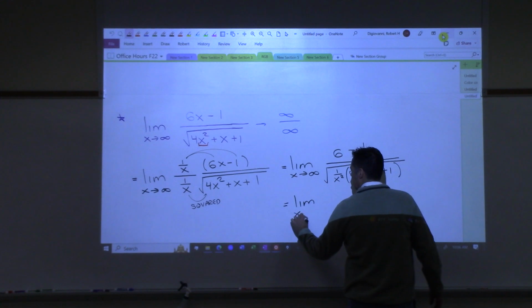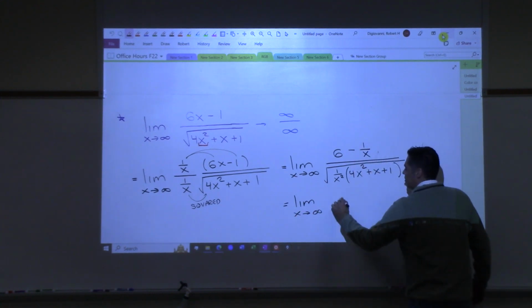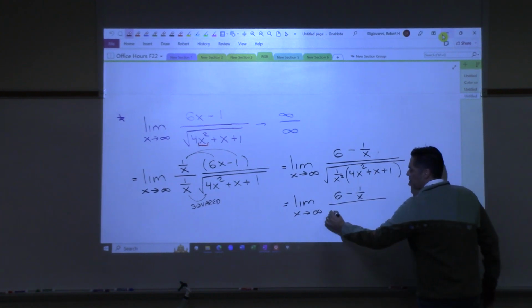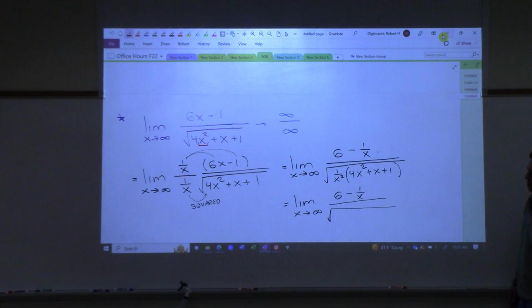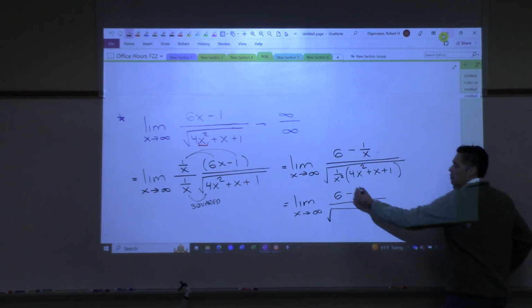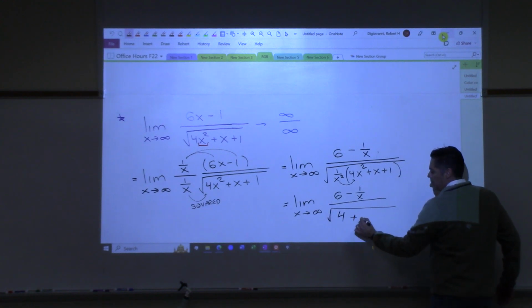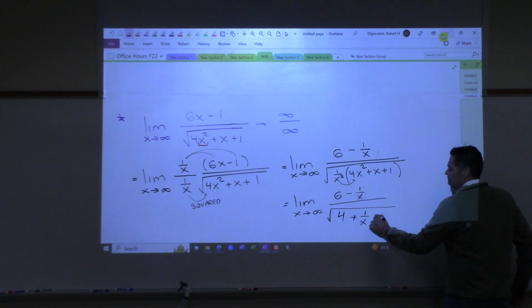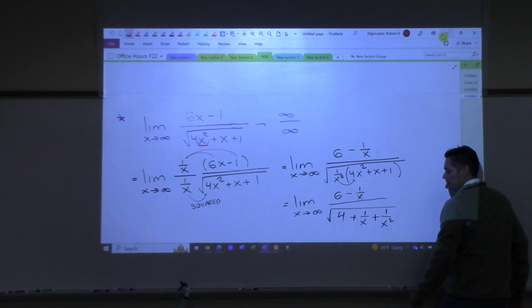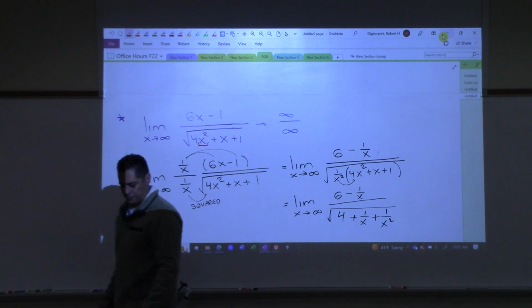And then next line, limit, x goes to infinity. Okay, 6 minus 1 over x over, all right, we still have a square root. Don't make the square root disappear, it's still there. What do I have under that root? What's under there? 4, right? When you multiply here to here, the x squareds cancel, you should get 4 plus 1 over x plus 1 over x squared.